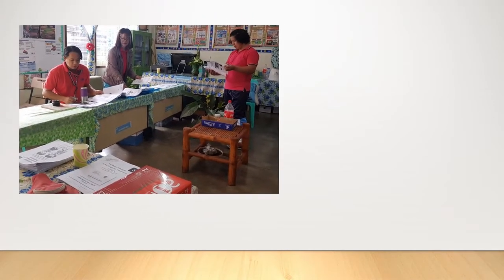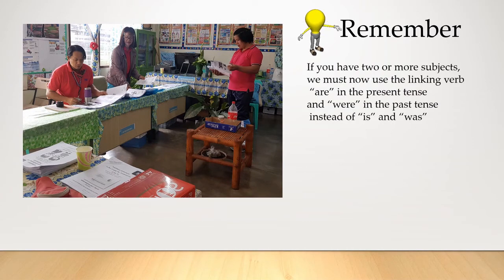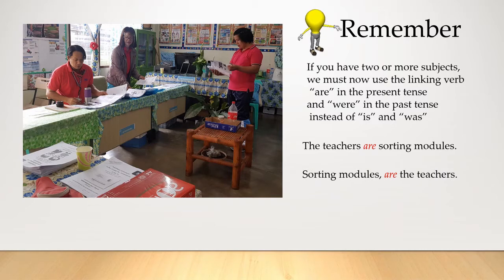And now you have an inverted sentence. Now let us go to another picture. You have to remember, if you have two or more subjects, you must now use the linking verb are in the present tense and were in the past tense instead of using is and was. So, we say the teachers are sorting modules. Let us try to invert this sentence now. Sorting modules are the teachers.